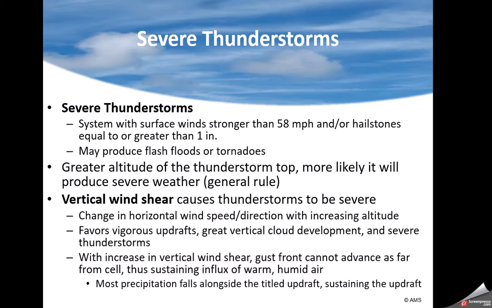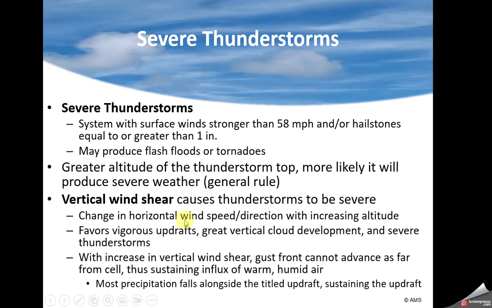Here is a definition of a severe thunderstorm. It has wind gusts stronger than 58 miles an hour, hail at least greater than 1 inch. Do you see anything in there that says anything about lightning? No. That's an interesting thing that's kind of missing in here. You could have a tremendous lightning storm and not have a severe thunderstorm. And flash floods also occur.